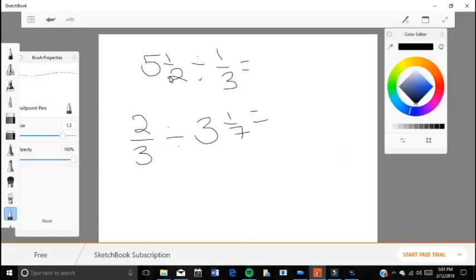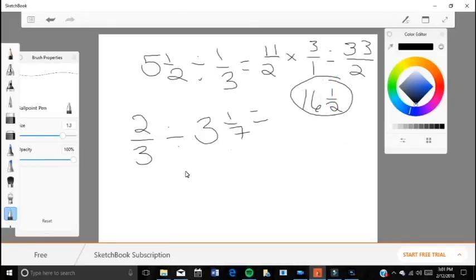All right, for the first one, it should be 11 over 2 times 3 over 1. Nothing cancels. 33 over 2, which means 16 and 1/2. All right, so this should have been your answer. Second one is 2 over 3 times 22 over 7. This will reduce with this. 2 can go into 2 one time and into 22 11 times. So I have 7 over 33.